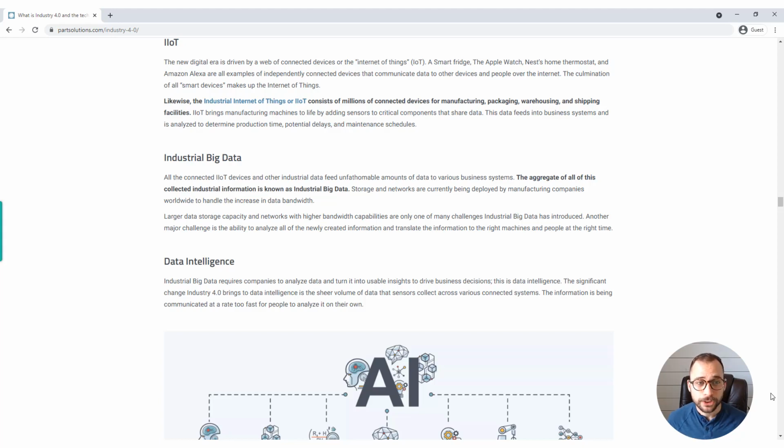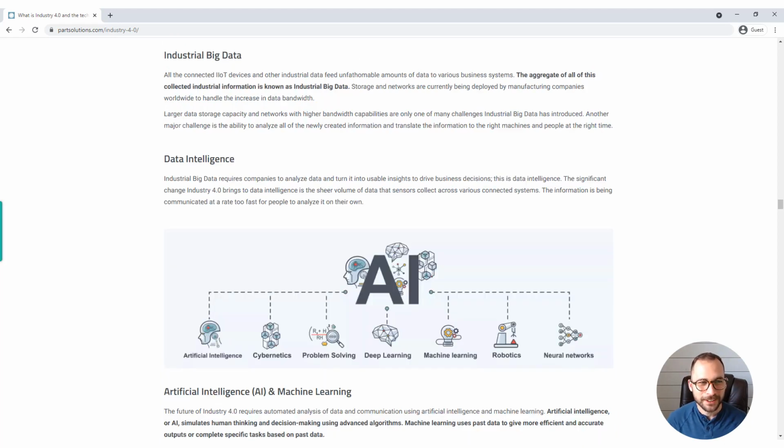Likewise, the Industrial Internet of Things, or IIoT, consists of millions of connected devices for manufacturing, packaging, warehousing, and shipping facilities. IoT brings manufacturing machines to life by adding sensors to critical components that share data. This data feeds into business systems and is analyzed to determine production time, potential delays, and maintenance schedules.